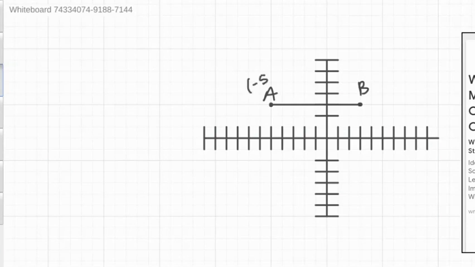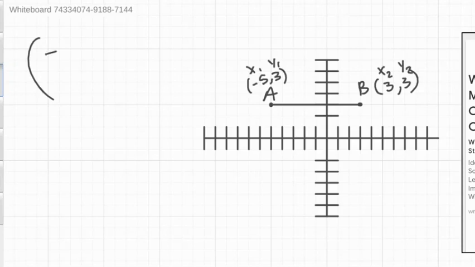So A is negative 5, 3. B is 3, 3. Now let's set up our midpoint formula. But before we do that, we need to find our x1s, y1s, and our x2s and y2s. Perfect. Now we plug that into our formula.